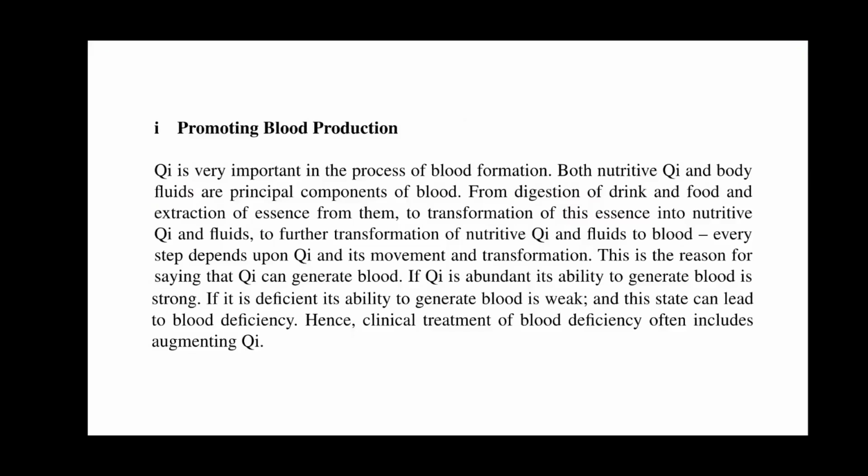First is promoting blood production. Qi is very important in the process of blood formation. Both nutritive Qi and body fluids are principal components of blood. From digestion of drink and food and extraction of essence from them, to transformation of this essence into nutritive Qi and fluids, and to further transformation of nutritive Qi and fluids to blood, every step depends upon Qi and its movement and transformation. This is the reason for saying that Qi can generate blood. If Qi is abundant, its ability to generate blood is strong. If it is deficient, its ability to generate blood is weak, and this state can lead to blood deficiency. Hence, clinical treatment of blood deficiency often includes augmenting Qi.